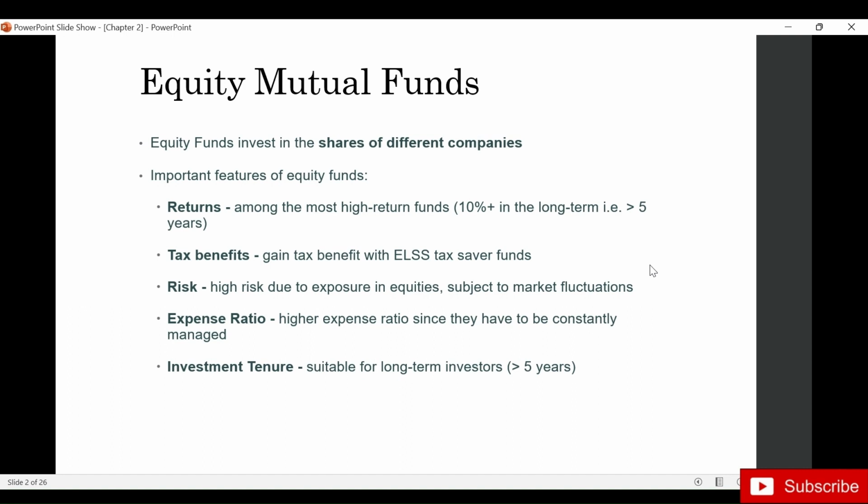Now, let us talk about the important features of equity funds. First is returns. Equity funds are among the most high return funds, and you can easily expect 10% plus returns in the long term. When I say long term, I mean a time period of 5 plus years.